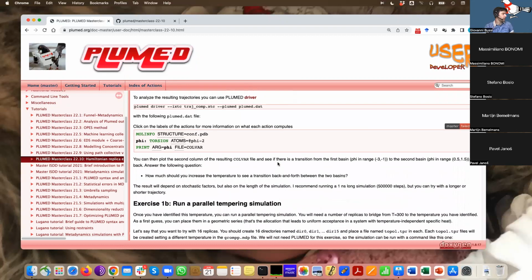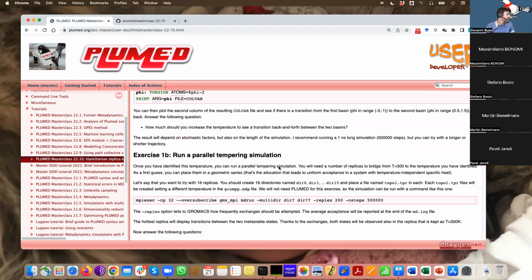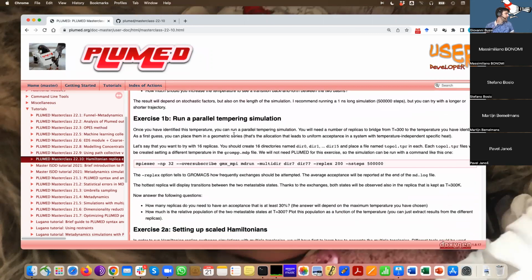Then, this initial test will be used to choose the highest temperature that you will simulate. It will be, say, 1000, 800, 700. Try to take a decision based on the result of these simulations. Then, once you have chosen it, you can run a parallel tempering simulation.